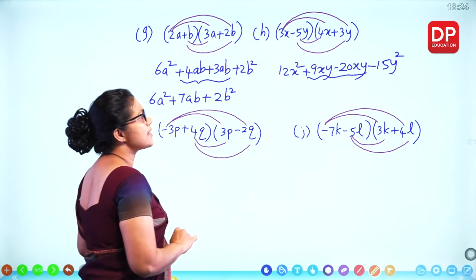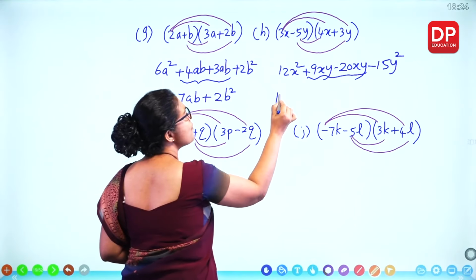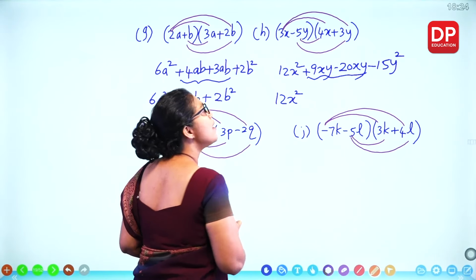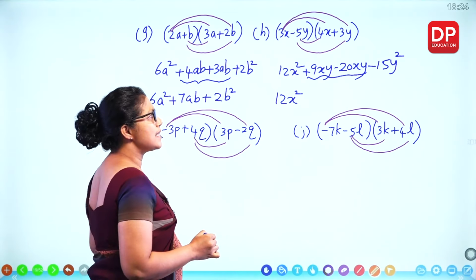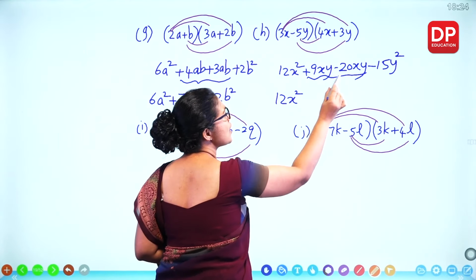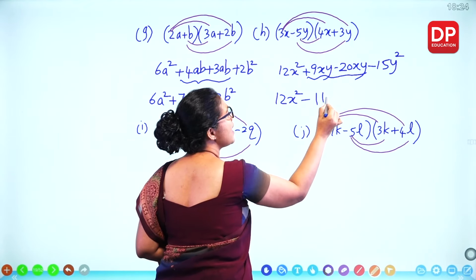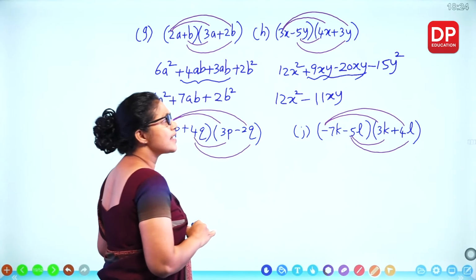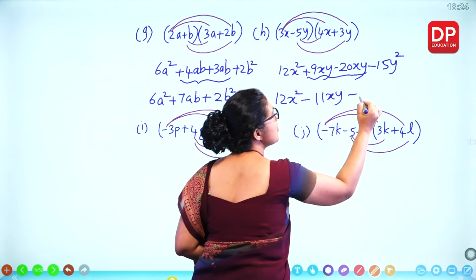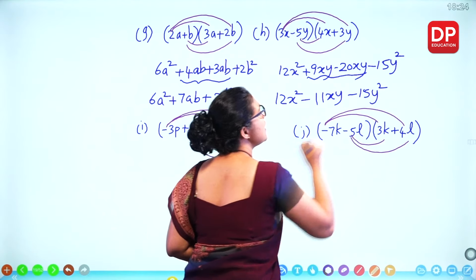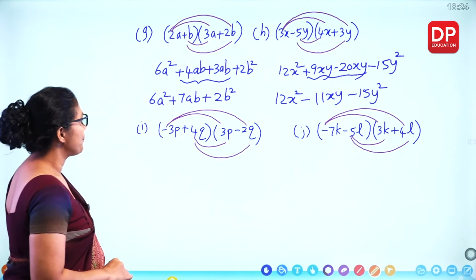xy terms are like terms, so you can simplify further. 12x squared plus 9 and minus 20. So what's that? A subtraction. So you will get minus 11xy. And here you get minus 15y squared.